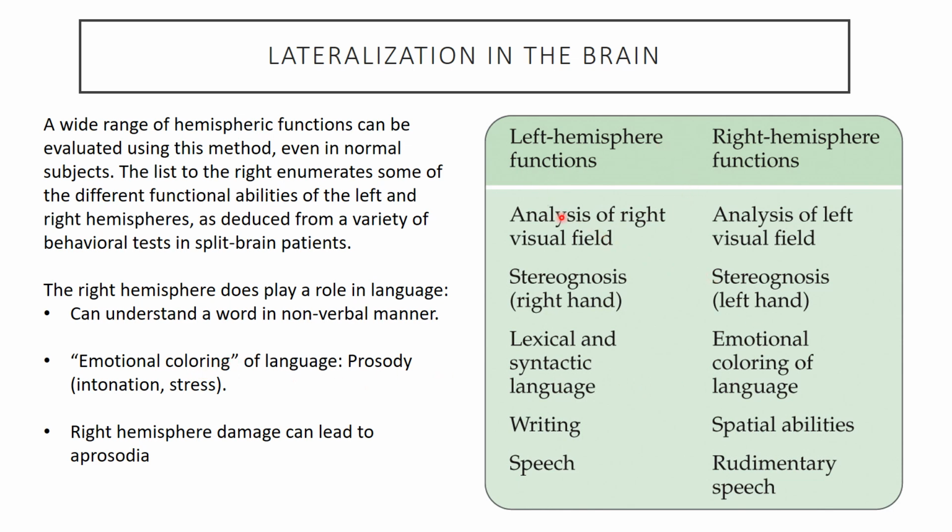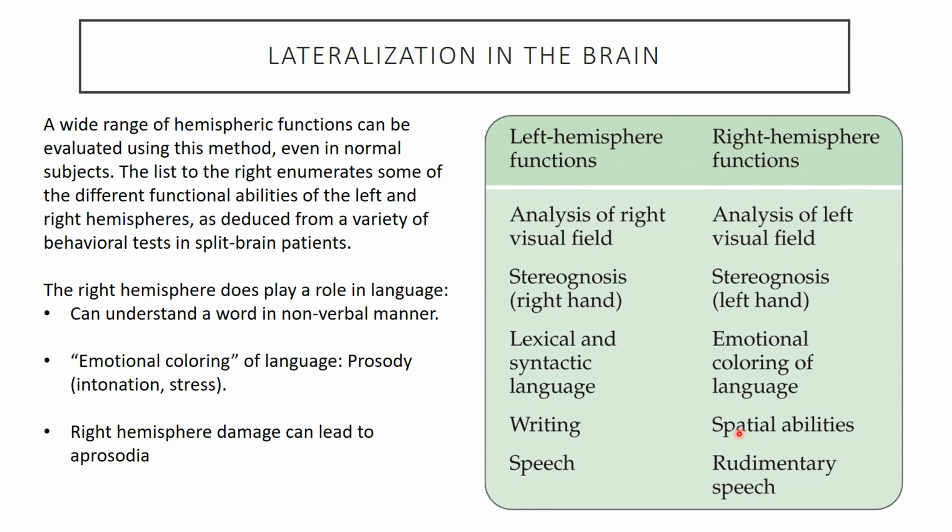So in the left hemisphere functions, again, it's obviously analysis of the right visual field. We have stereognosis, so perceiving things with our right hand. Lexical and syntactic language is processed in the left hemisphere. So that's where Broca's area is involved. And we also have writing and speech as being critical things that are regulated by the left hemisphere in most patients. The right hemisphere, however, does important things too.